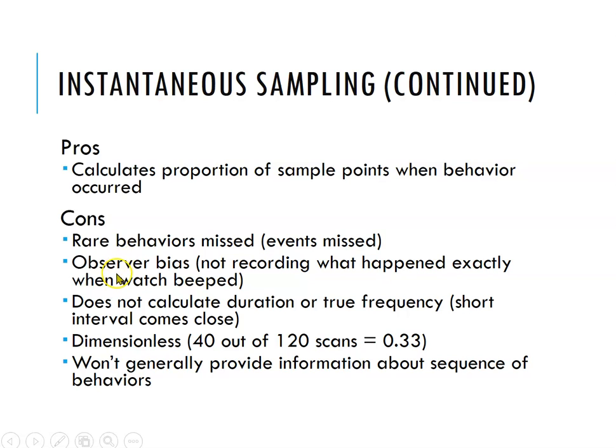You miss the rare behaviors. It's very difficult to capture events rather than states. There's observer bias because you may want to write down something that happened right before the beep or right after the beep, but you can't. It doesn't give us a true picture of what is going on, and it won't necessarily generate a picture of the sequence of the behaviors that are happening like continuous sampling would.